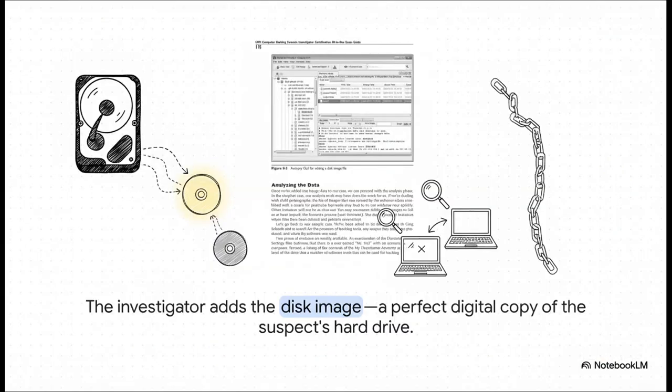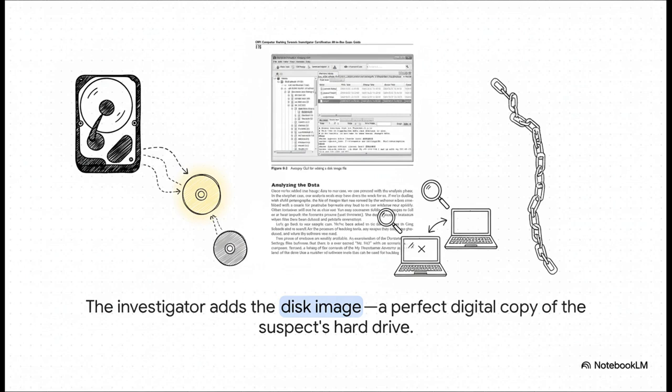Okay, so the case file is ready to go. Now, the single most critical piece of evidence gets added: the disk image. This is a bit-for-bit perfect copy of the original hard drive. And this is so important. Investigators never work on the original evidence. Why? Because even just turning on a computer can change thousands of files and timestamps.